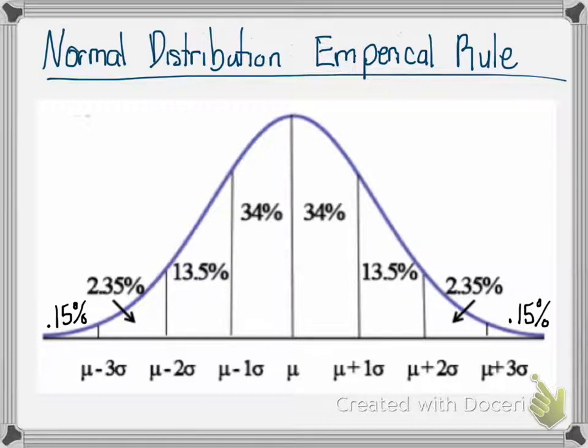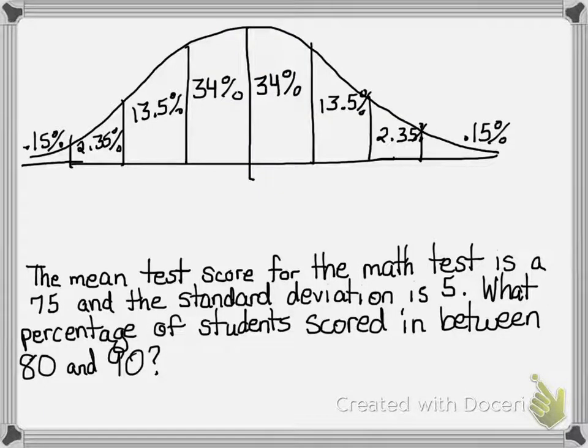All righty, now let's go to the first example. It says the mean test score for the math test is a 75 and the standard deviation is 5. What percentage of students scored in between 80 and 90? When they give you the mean, that's the first number you write down in the middle. Then you use whatever your standard deviation is to add to the mean to get all the numbers to the right. So you'll keep adding 5 every time.